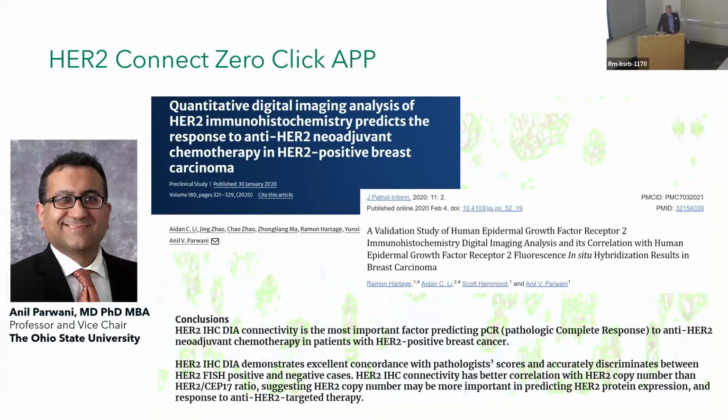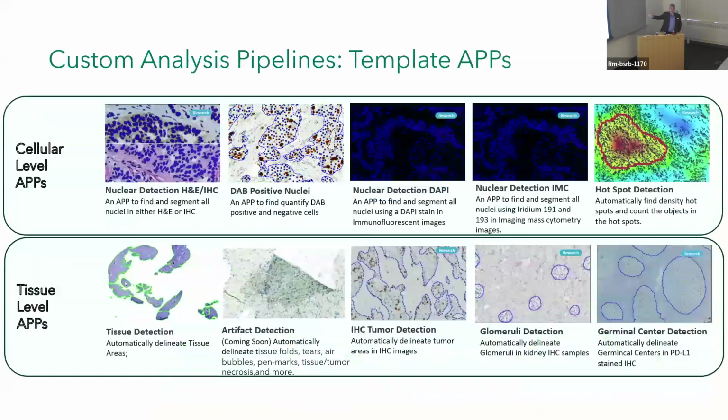And so what we've done is we've taken some of those algorithms from the pipeline or created some additional algorithms, and we create what we call template apps. And these are algorithms that you can use and you can apply generically for what you're trying to do, depending on the different areas. And you can string them together to create your own analytical pipeline.